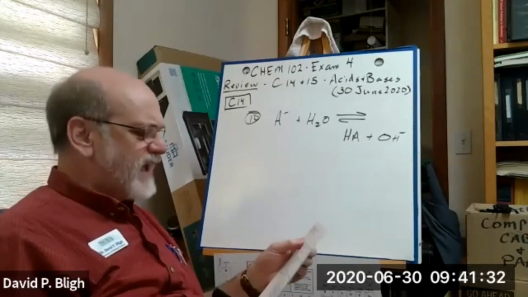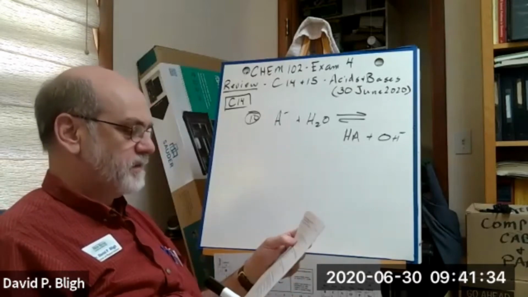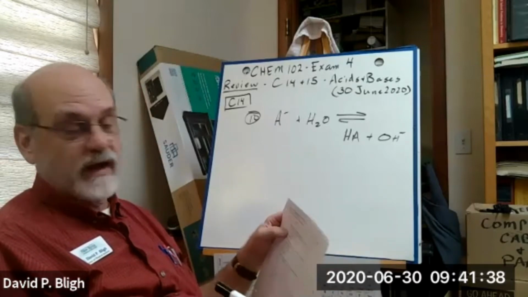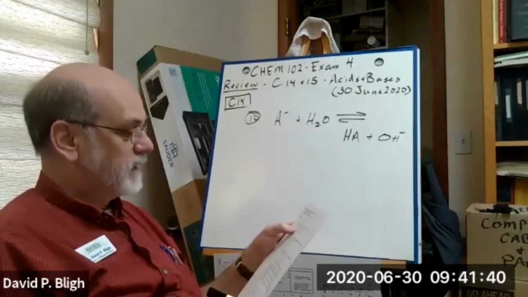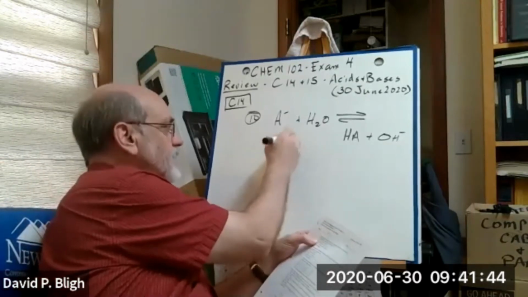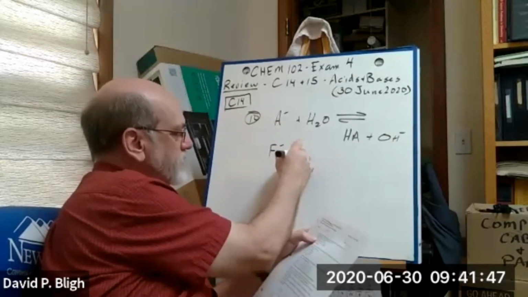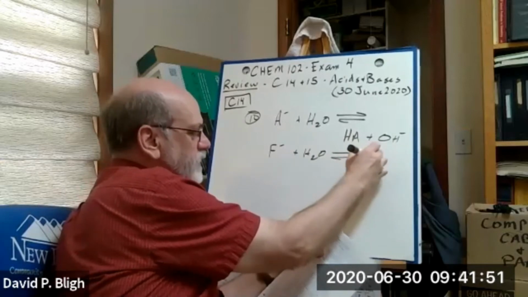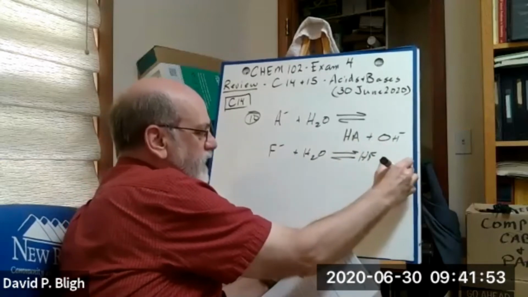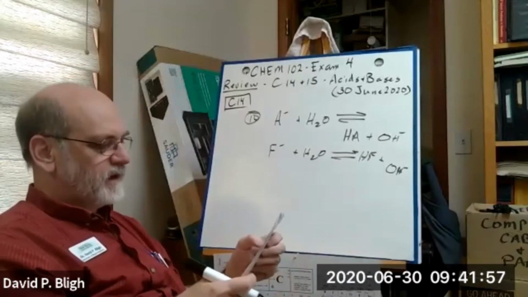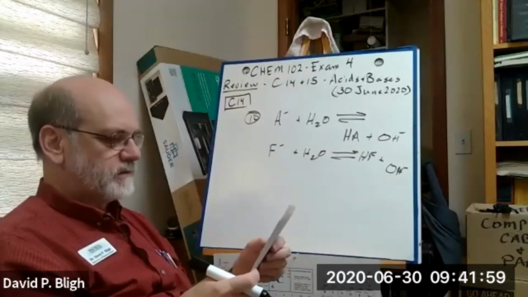Okay, so which one of these matches that scenario? Well, I would look for the one with hydroxyls on the product side, right? That would be C. And then F minus is our conjugate base, which leaves us with hydrofluoric acid plus OH minus. That's the best answer.